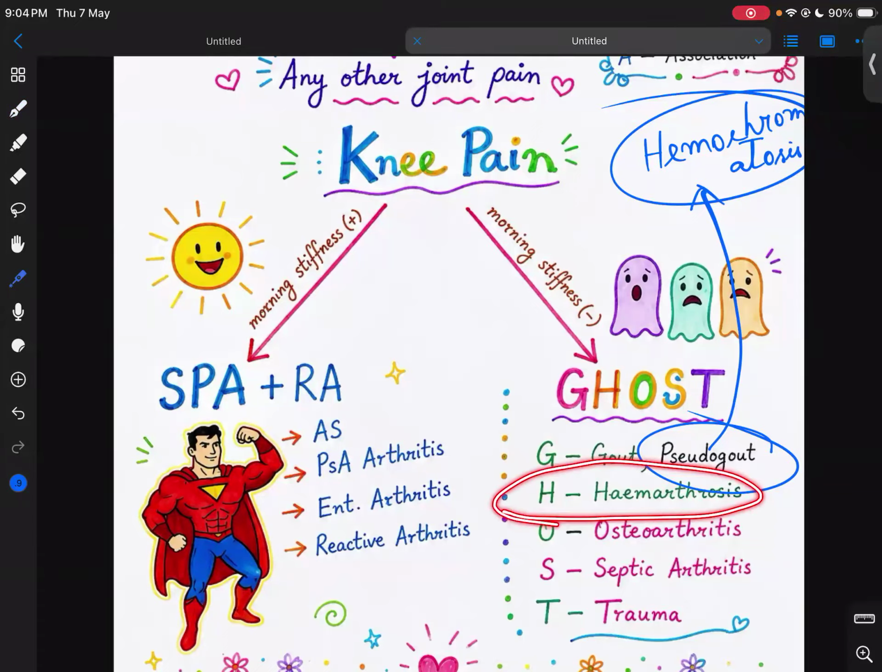Then the next thing is hemarthrosis. For hemarthrosis, there will be past medical or family history of bleeding problem. It usually happens in case of hemophilia.